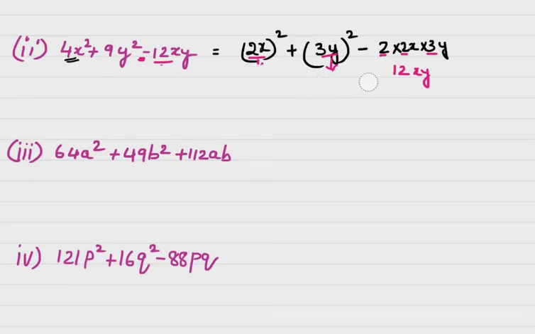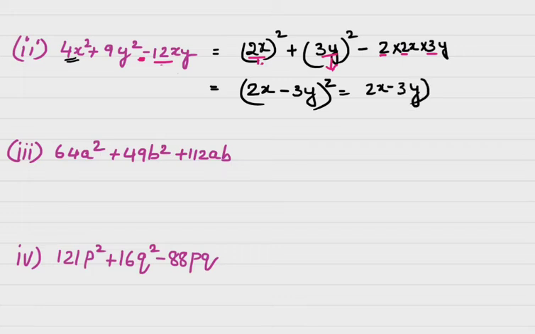So what is your a here? Your a here is 2x and 3y is your b. So it will be (2x minus 3y) whole square. So this can be written as (2x minus 3y) into (2x minus 3y).